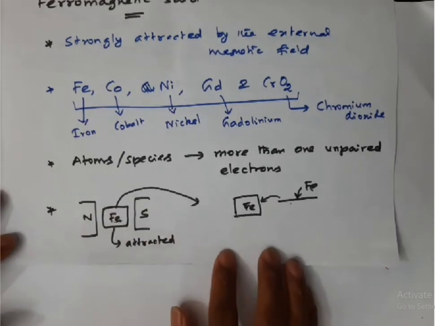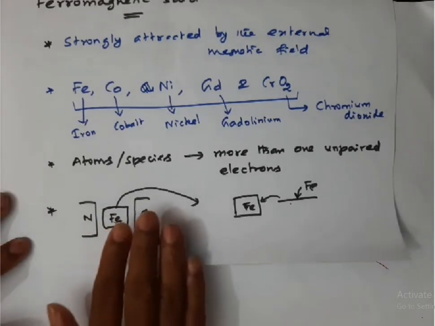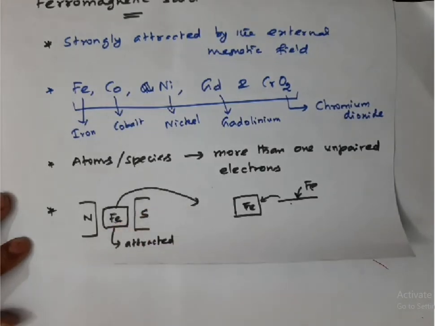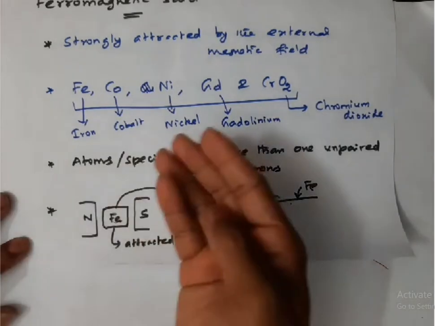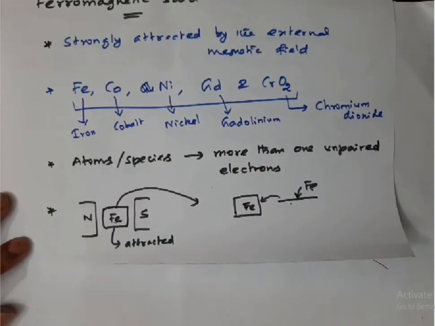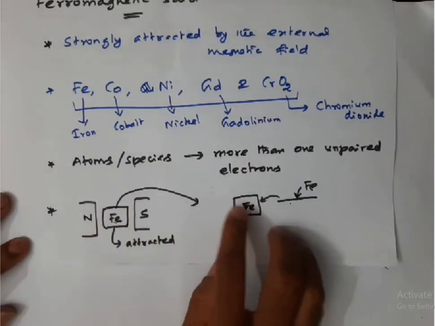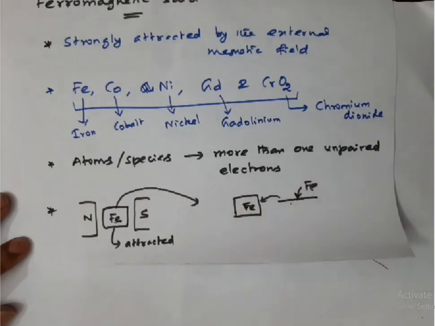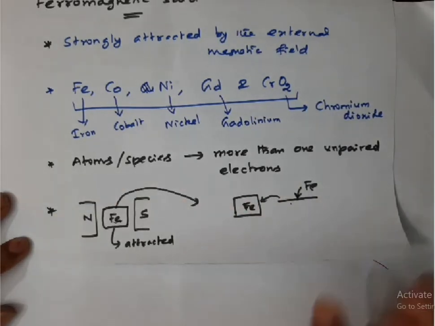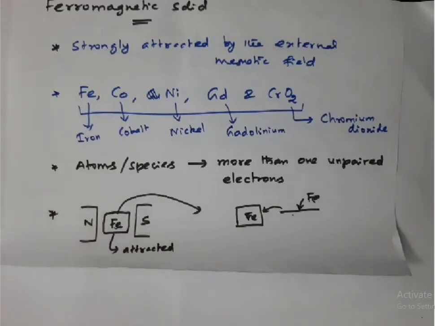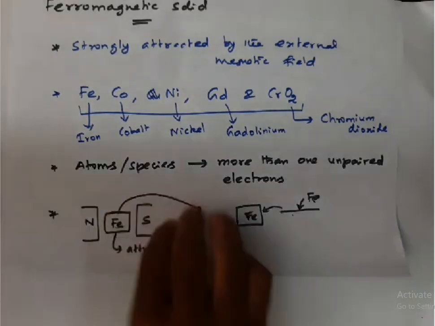Now, why do these solids show this type of property? Why are they strongly attracted by the magnet, and why does the magnetic character remain for some time even after you remove them from the magnetic field? What is the reason? The reason can be explained based on the domains that exist in the solid. Let me explain with the domain theory.